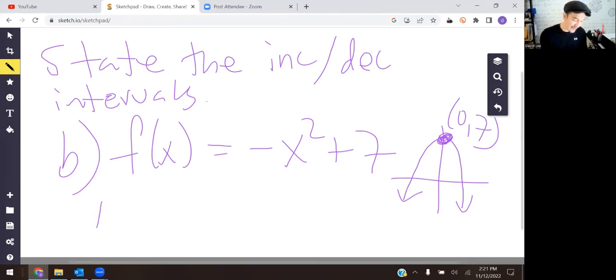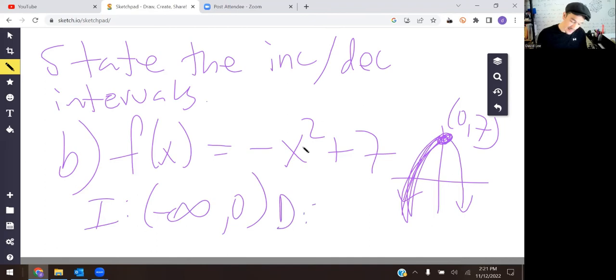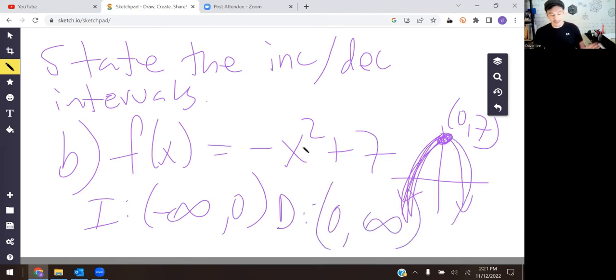So when is this graph increasing? Well, it's increasing from negative infinity to 0, right? That's when it's going up. And then it decreases from 0 onward to forever, from 0 to positive infinity, because it goes to the right and it goes down. No calculus necessary.